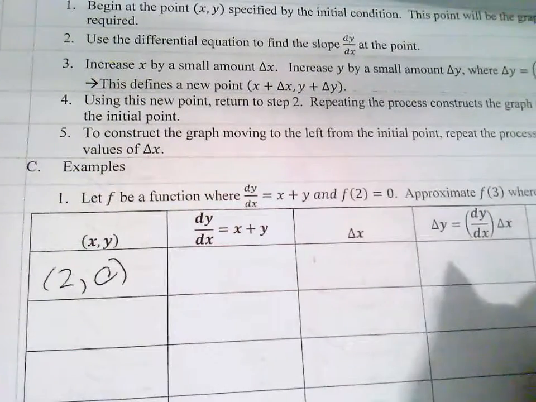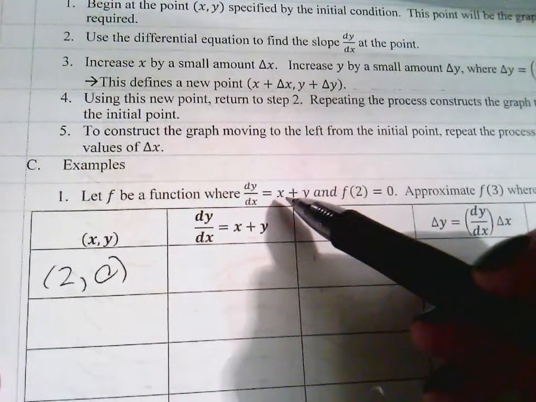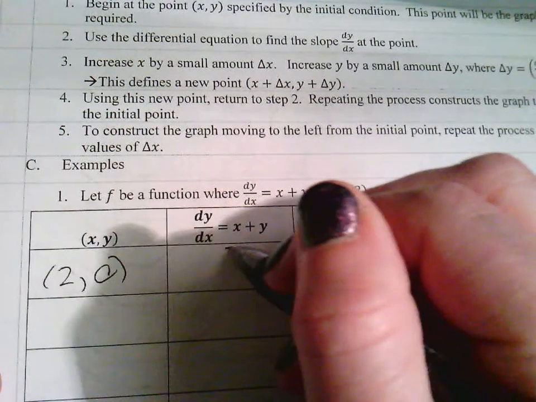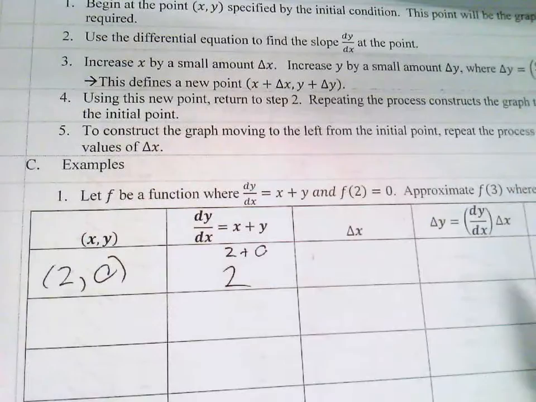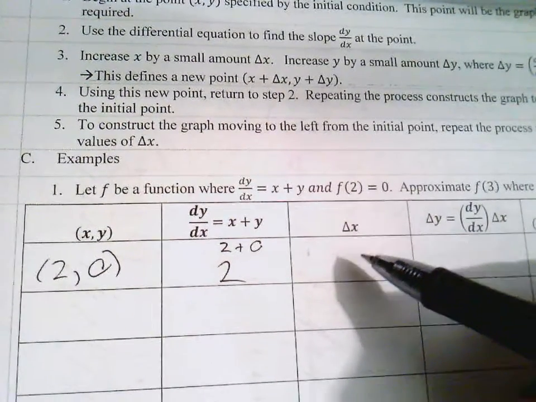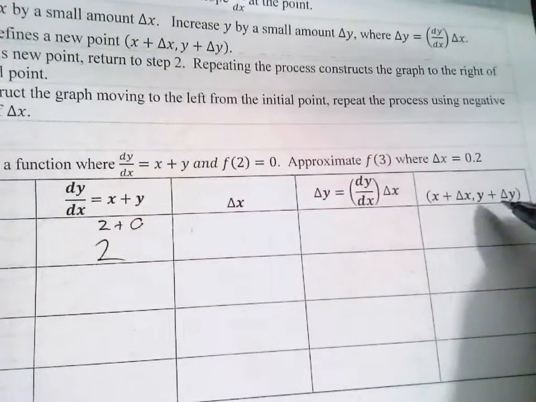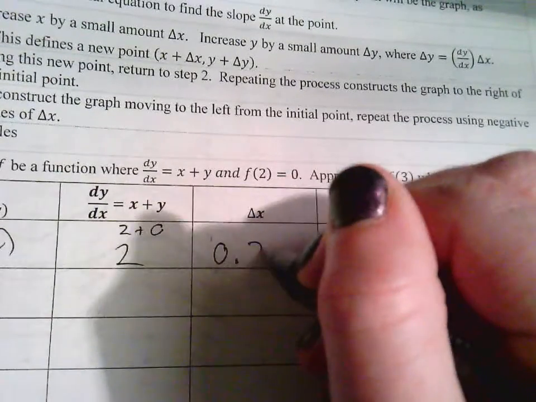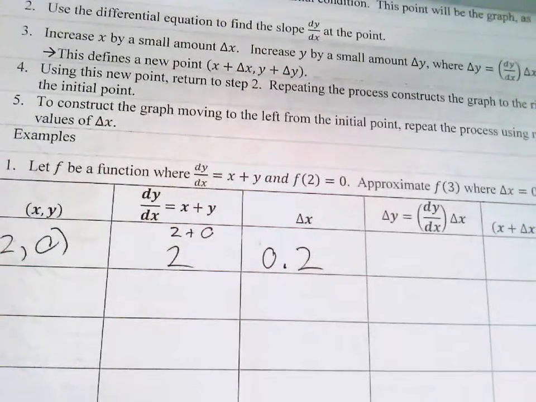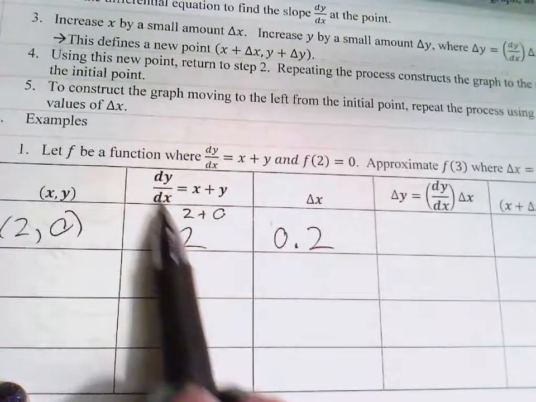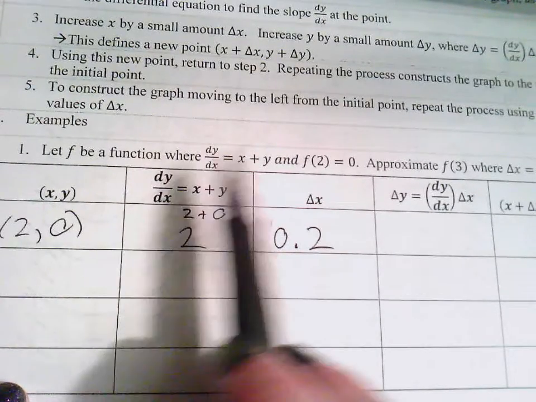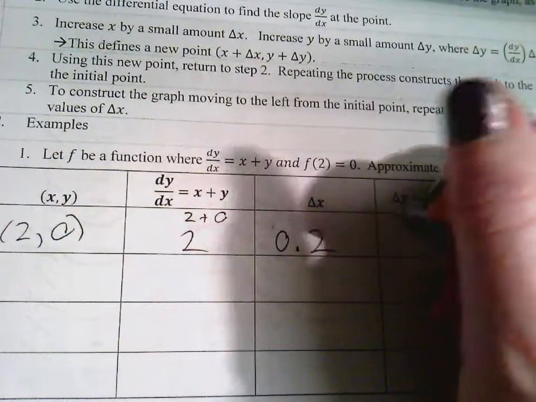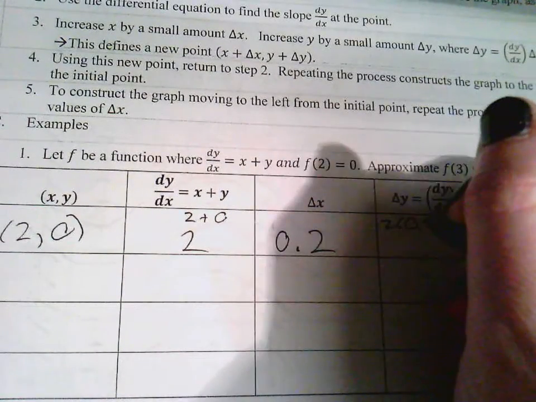dy over dx is x plus y. Okay, so x plus y. So we got 2 plus 0 is 2. Great. Change in x. And they give you a change in x here of 0.2. That's not going to change. Okay? Change in y is going to be dy over dx times change in x. So you're going to be doing 2 times 0.2, which is 0.4.